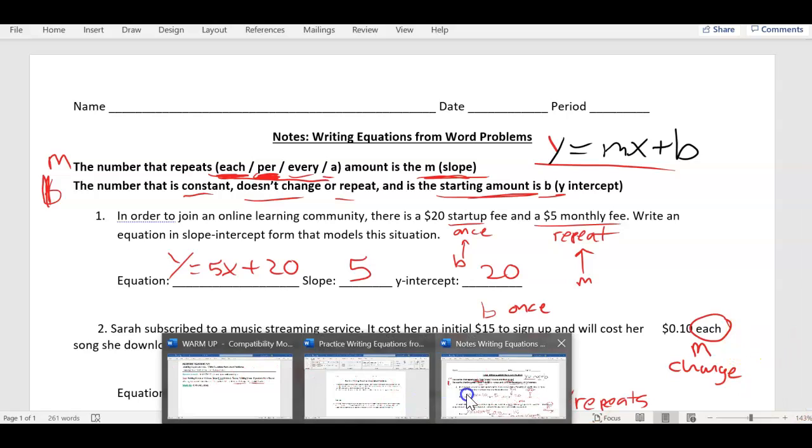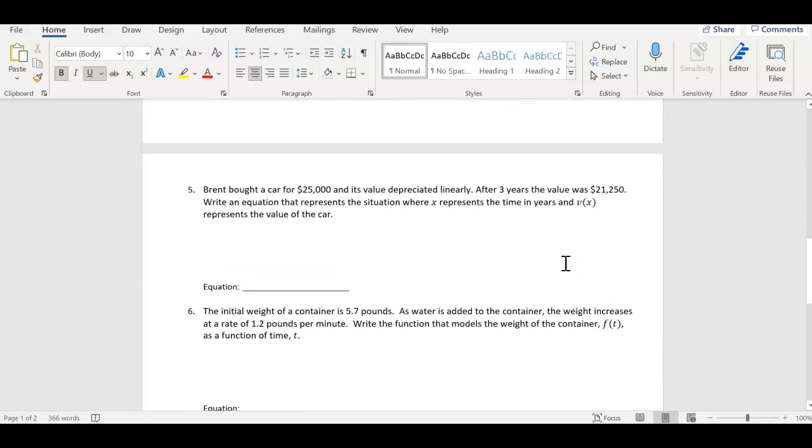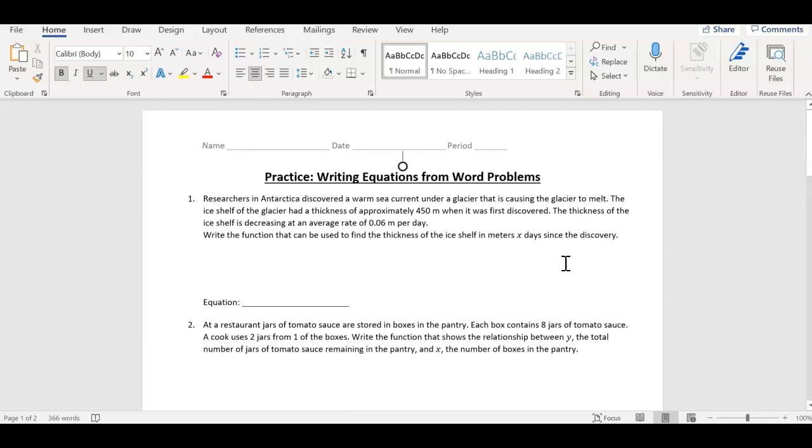And that's the notes for writing equations from word problems. So you have this assignment, the practice. You're going to read it carefully, find keywords, write your equation, complete that and turn it in. Practice writing equations from word problems.